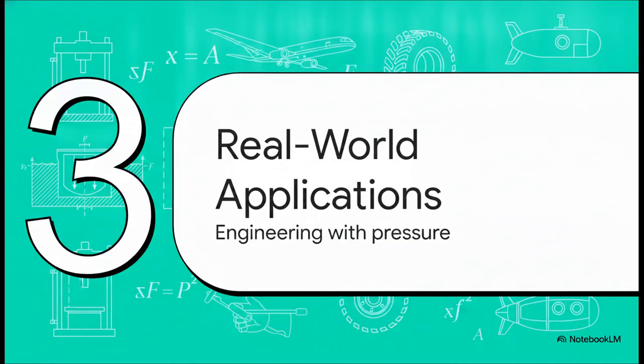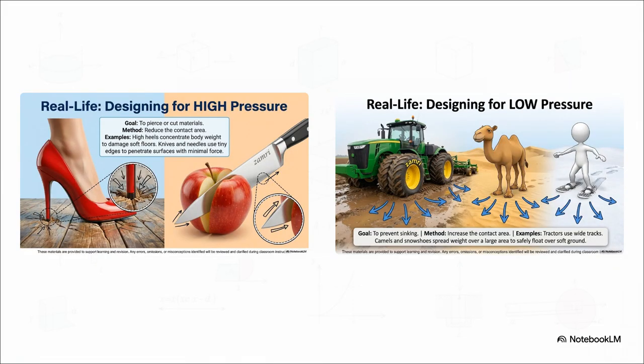Section 3. Real-world applications. Let's see how engineers manipulate these exact variables out in the wild. Let's actually apply what we've just learned. Sometimes we intentionally design for high pressure. Think about a stiletto heel. It concentrates a person's entire body weight into a tiny, tiny dot, which is exactly why it can easily damage a soft wooden floor. Or a chef's knife. It's sharpened to a microscopic edge so it can slice right through an apple with barely a tap.